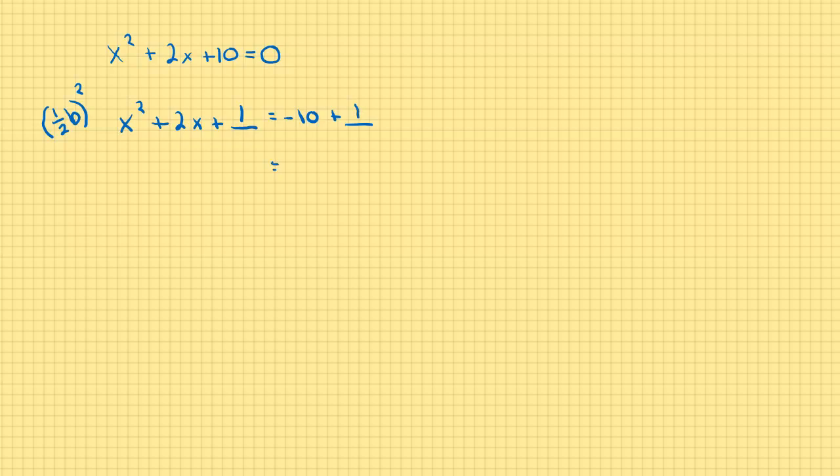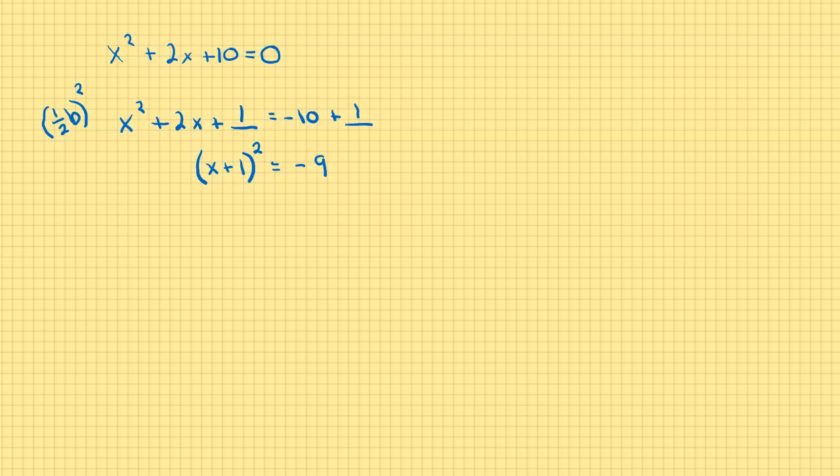Now I'm going to simplify each side. The right side's really easy because negative 10 plus 1 is negative 9. Now let's look at this side. The reason why we put 1 here is because it makes this a perfect square trinomial, and that's x plus 1 squared. And you can check: you can multiply x plus 1 times x plus 1 and you would get x squared plus 2x plus 1.